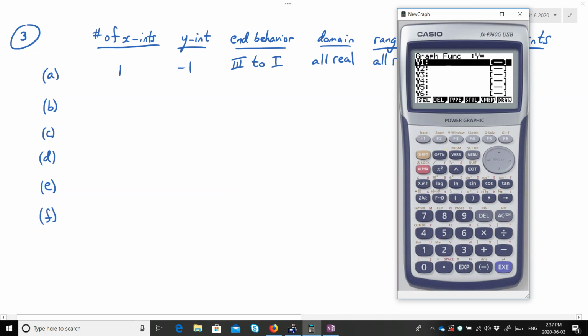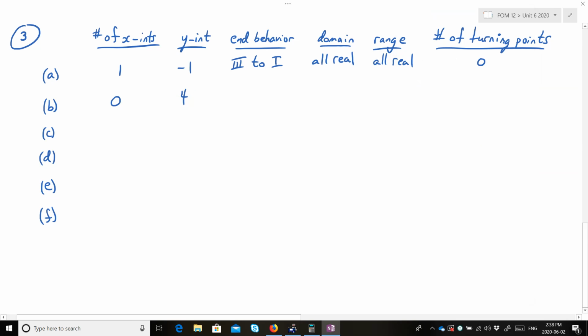Okay, let's delete that. Letter B is x squared plus 4. So I'm going to go x squared plus 4. Press execute, press draw. Okay. And we will press F5 for gsolve. Press root to get the number of x-intercepts. Not found. Okay, and you can see that the graph is not touching the x-axis, so there are 0 x-intercepts. Let's press F5 for gsolve. You press F4 for that y ICPT, y-intercept is up at 4.